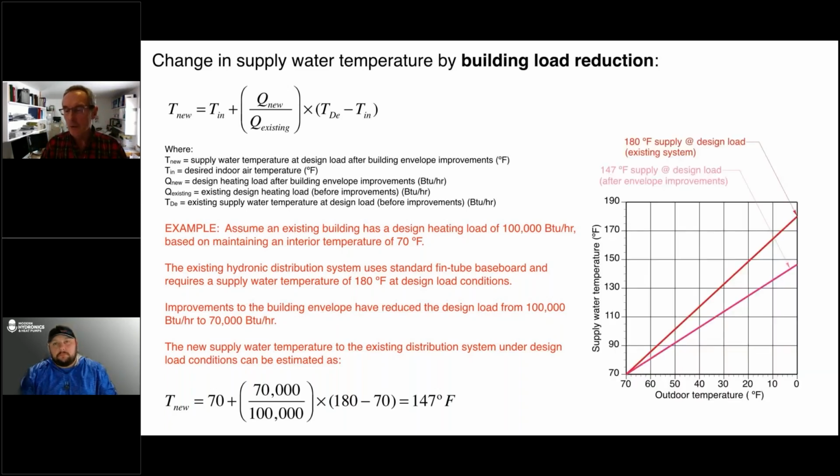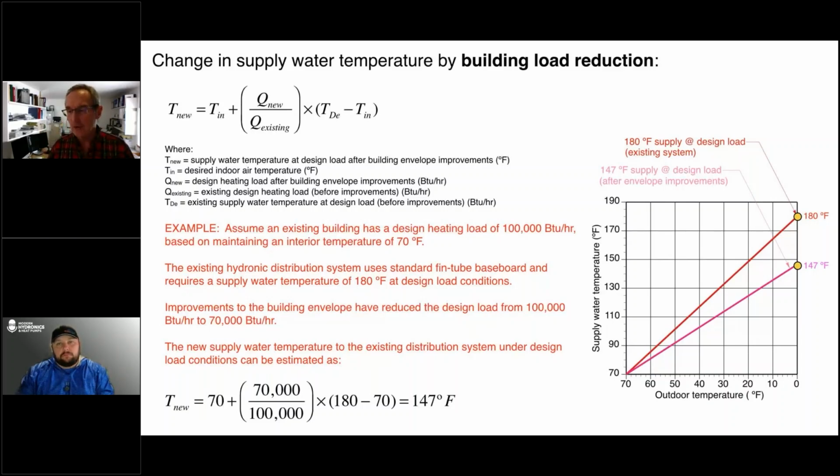So over on the right, I just made a plot. And this is an outdoor reset schedule. So the red line, the upper line there, shows that when it was 0 degrees outside, let's assume that was our outdoor design temperature, we needed 180 degree water. Okay, so that was our design point. Based on a 30% load reduction, we've now reduced that down to 147 at design.